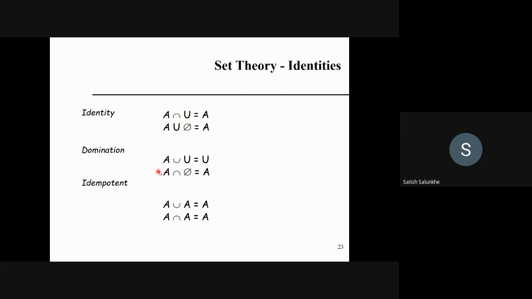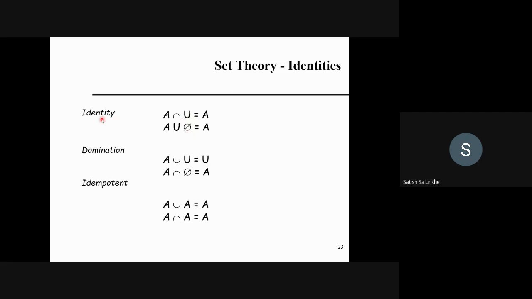Okay, what is domination law? Here, dominating means that union with the universal set is always dominating, and intersection with the null set is always the null set. So this is domination law. Please make a note of this in your notebook quickly. Now the next is idempotent law. What is the meaning of idempotent? If we do union and intersection with the same set itself, we get the same set. A union A is also A. A intersection A is also A. And identity law and domination law are with respect to the universal set and null set.